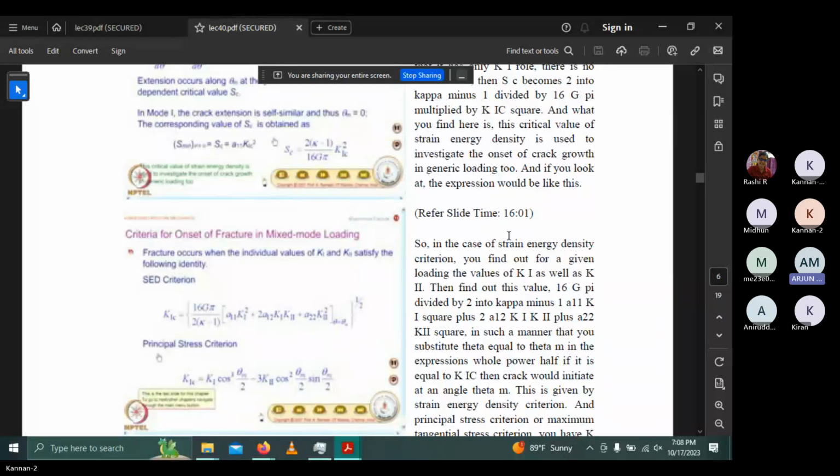Okay. So maybe we'll go with the second option, predict the same crack growth direction but different K1C. But if any one of us finds out something, then please do post it on the forum so that it will be easy.